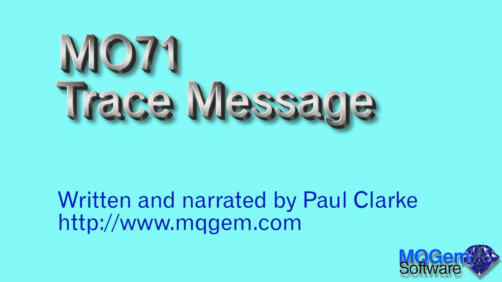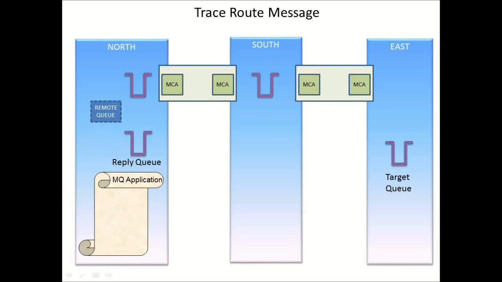Hello, in this video we will be showing how MO71 can show you the route a message takes through your network. Since version 6, IBM MQ has had a feature called Trace Route Message. The way this works is that as a special message, known as a trace route message, travels through the MQ network, MQ will send report messages back to the original sender.